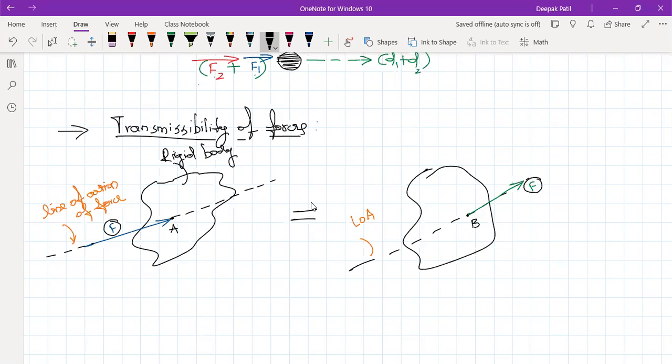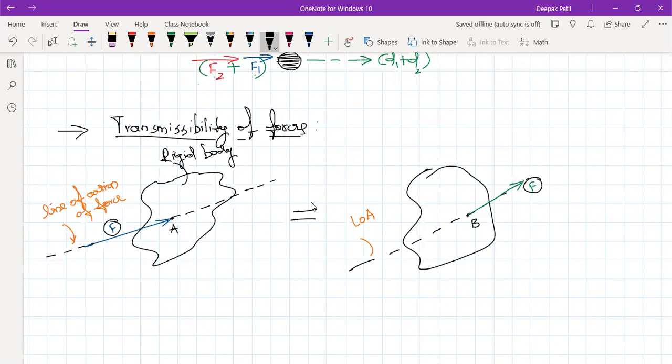They are actually equal. This is called the principle of transmissibility of forces. Now let me read out that statement once again. Now see the figure and listen to the statement. The principle of transmissibility of forces states that the point of application of force can be moved anywhere. The point of application of force, this is point A, can be moved anywhere along its line of action, without changing the external reaction force on the rigid body.